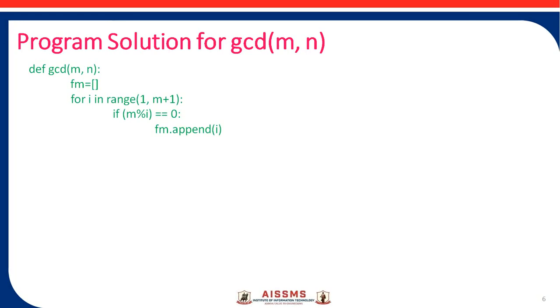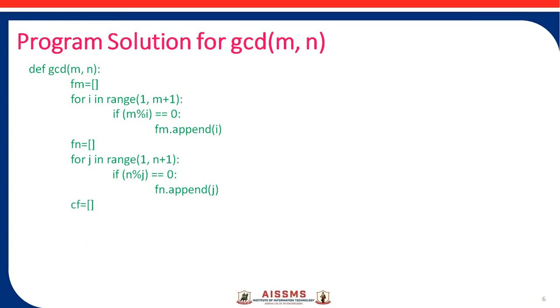Similarly, after this, we'll calculate the factors of n. For that, I'll use this other list, fn, which holds all the factors of the second number. By using a for loop again, we'll calculate the factors of n, and we'll add every factor to fn. Now, after executing these two for loops, we'll have the factors of m and the factors of n.